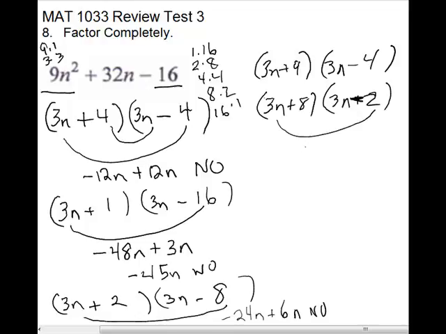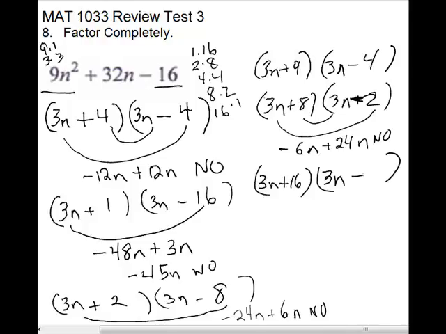So on the outside we have minus 6n. Inside we have plus 24n. And 24 minus 6 is not going to give 32. So we will try 3n, and we'll finish up our list with 16 and 1. And so minus 3n plus 48n will give 45n. That is not 32. So the 3 and 3 is not going to work.